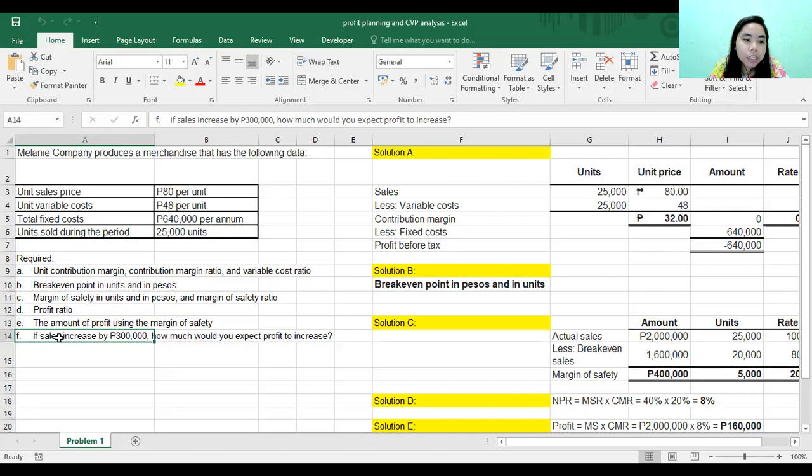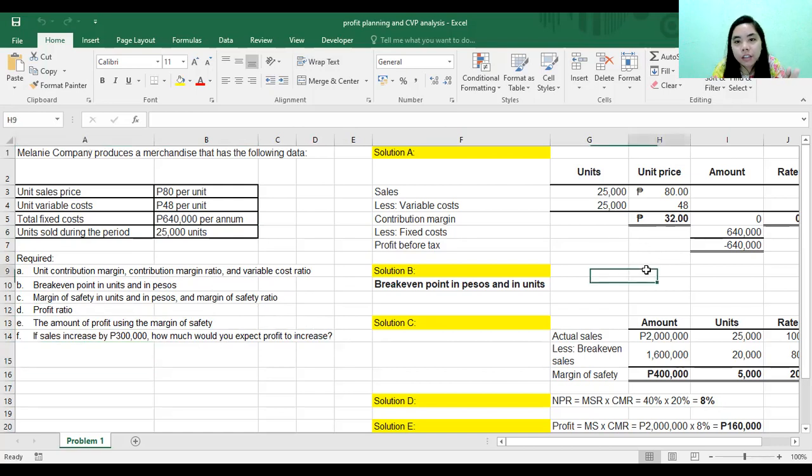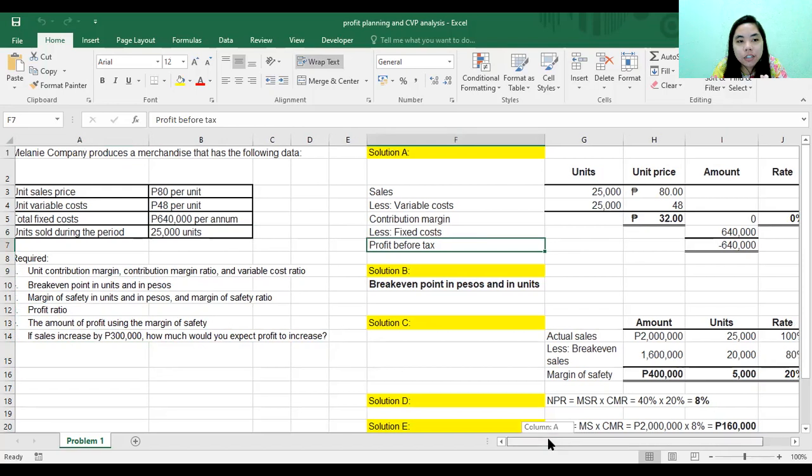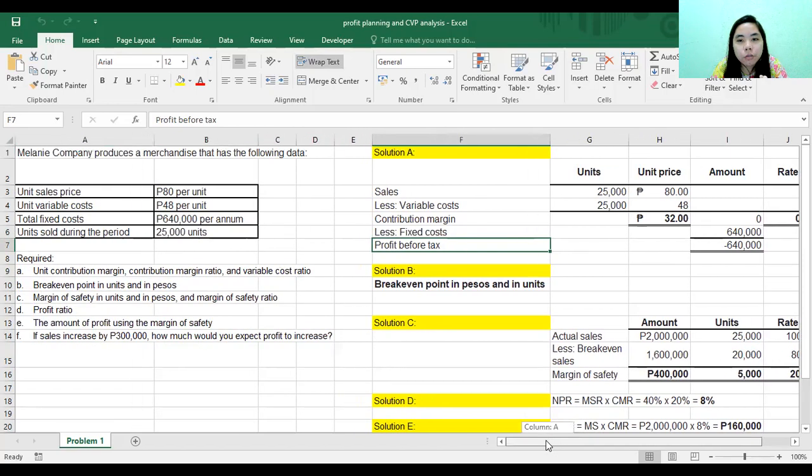Analysis now. If sales increase by 300,000, how much would you expect profit to increase? So the question is, what if you increase your sales by 300,000? What is the effect on profit? So, let's take this one by one. First, it asks for the unit contribution margin and the contribution margin ratio.